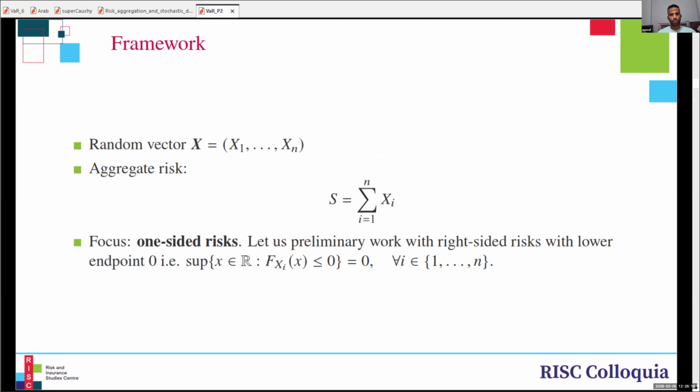We will be dealing with random vectors. Those are just the collection of the losses, x1 up to xn. And we will denote the aggregate risk S.